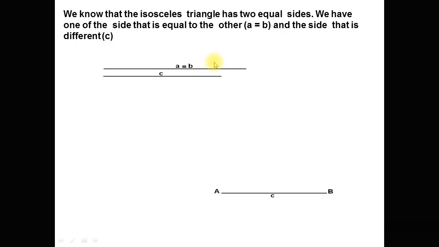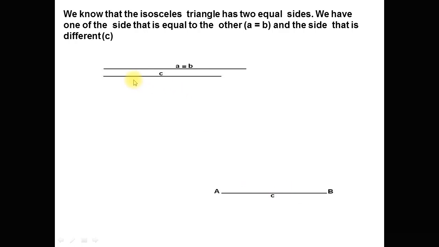So for example, we have two sides A and B that are equal, so this line represents the two sides which are equal, and this side C represents the side which has a different length as compared to side A and side B. Side A and side B have equal length, and side C has a different length.